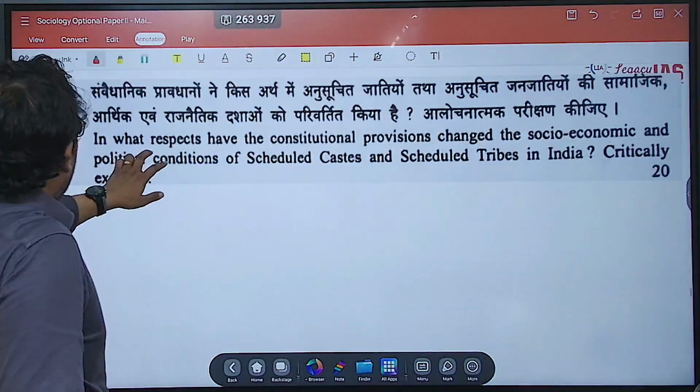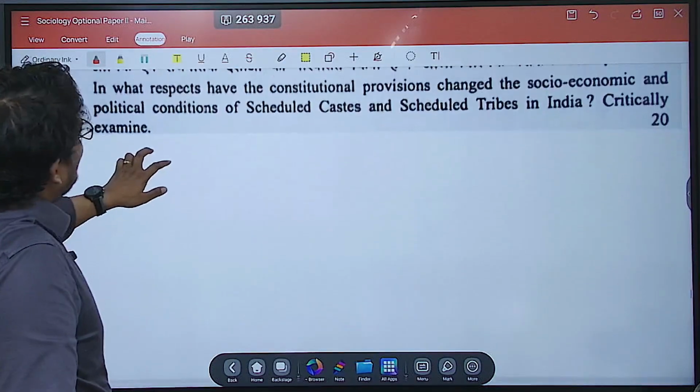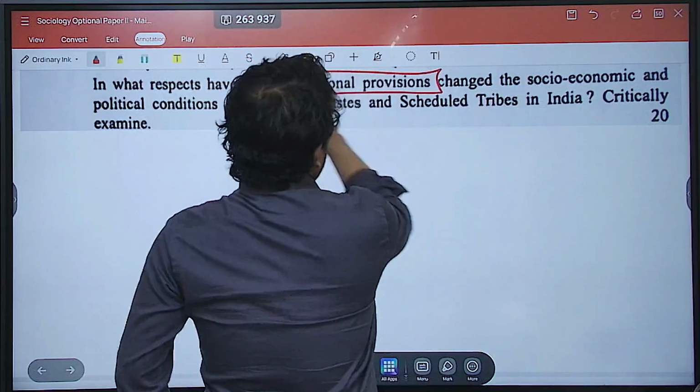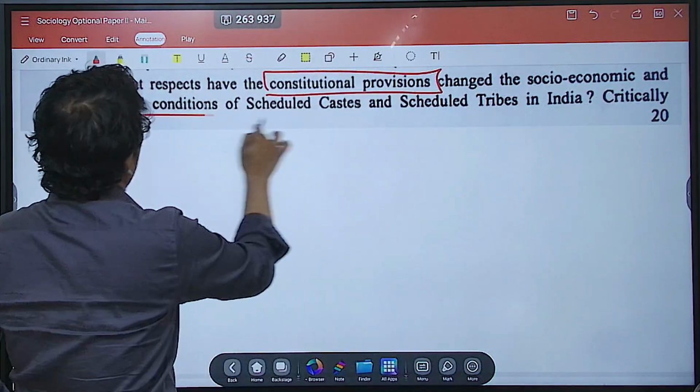Let's move ahead. Question 6A. In what respects have the constitutional provisions changed the socio-economic and political conditions?